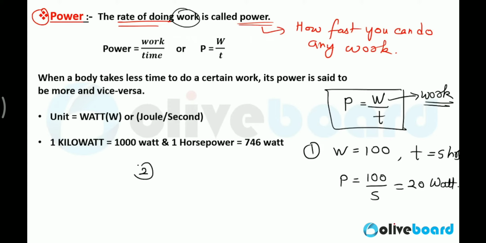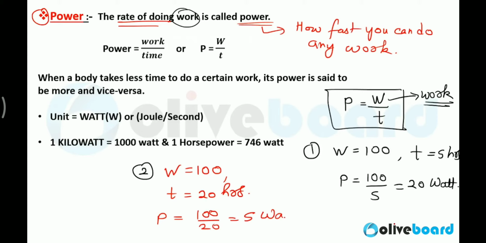Let's say there is a second man, and he also wants to do 100 amount of work, but in this condition he took, let's say, 20 hours to do the same work of 100 units, clear? So what is the power of the second man? That is 5 watt, clear? So his power is less here, and the power is more here, clear?